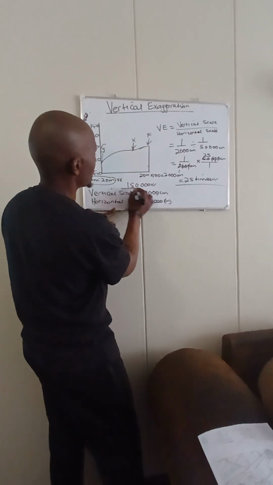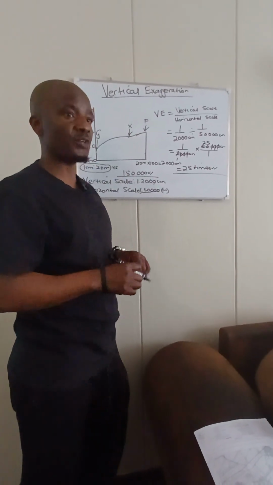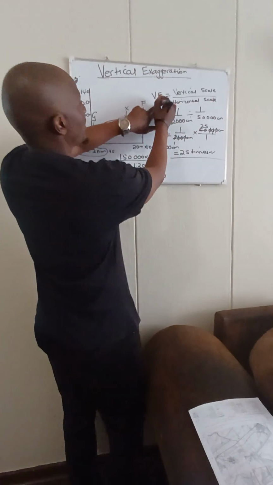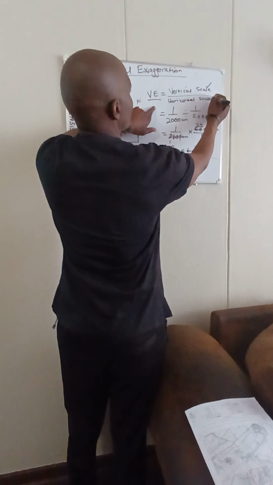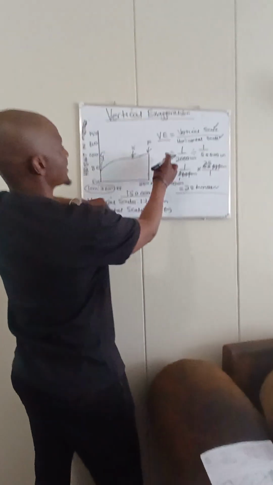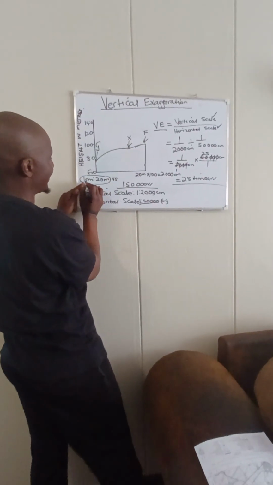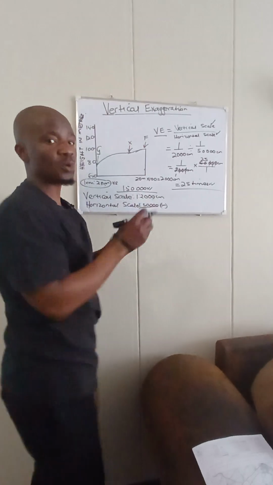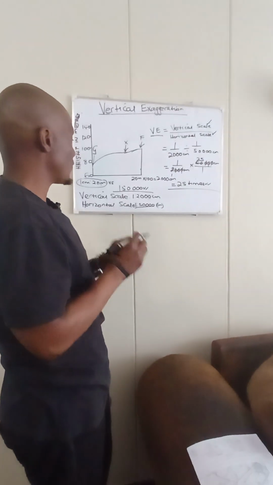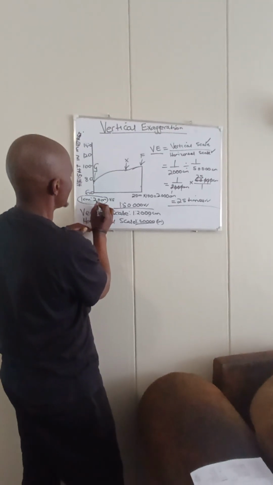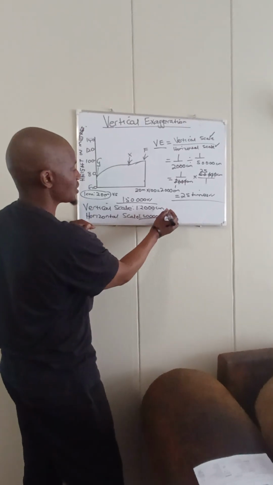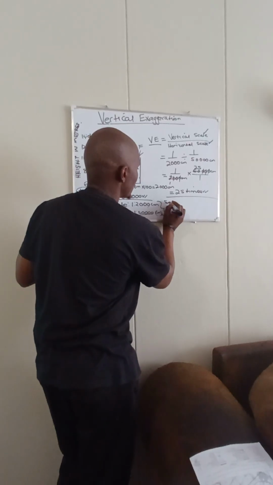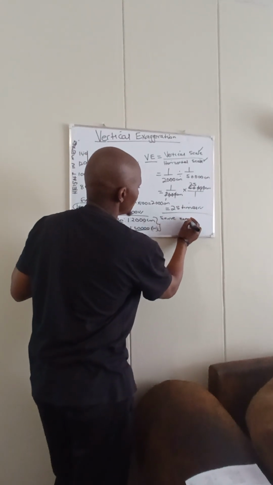Then here at the bottom you are just given the horizontal scale, which is the scale that you are going to use. So from there, what is the formula? Your vertical exaggeration is equal to your vertical scale over your horizontal scale. What is our vertical scale? We are given it as 1 centimeter to 20 meters, which means both of our scales are supposed to have the same unit of measurement.